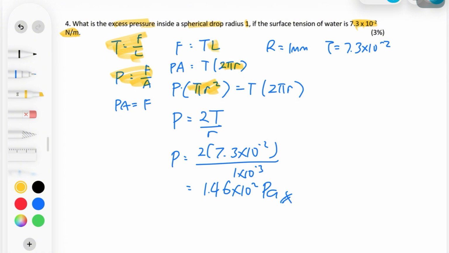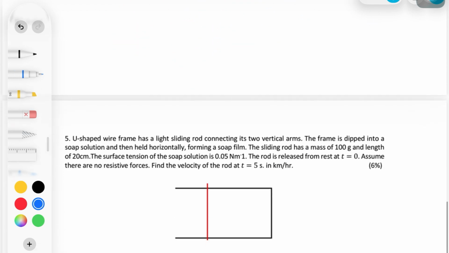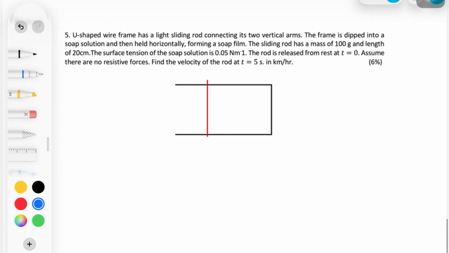Okay, let's go to the final question. A U-shaped wire frame has a light sliding rod connected with 2 vertical arms. The frame is dipped into a soap solution, then held horizontally, forming a soap film. The sliding rod has a mass given here and a length of 20 centimeters. The surface tension of the soap is given, and the rod starts at rest at time 0. Assume there's no resistance. Find the velocity of the rod at this time in km per hour.